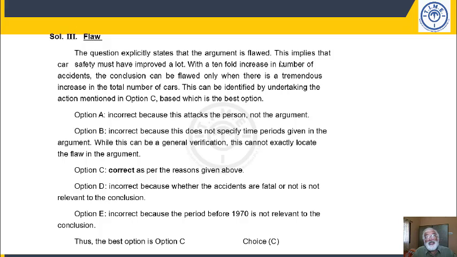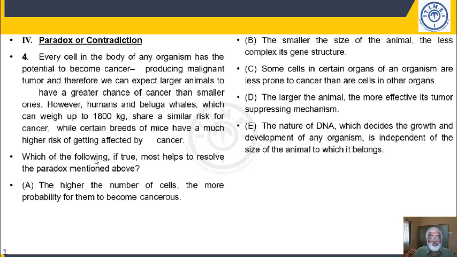So the question explicitly states that the argument is flawed. This implies that the car safety must have actually improved. With a tenfold increase in number of accidents, the conclusion can be flawed only when there is a tremendous increase in the total number of cars. This can be identified when you actually look at the totality of number of cars and then the proportion of accidents that took place. So option C. Let's look at the next question.